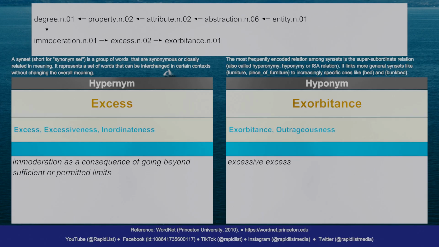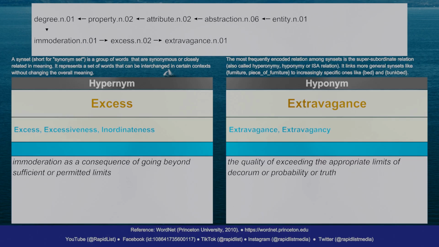Exorbitance. Excessive excess. Extravagance. The quality of exceeding the appropriate limits of decorum or probability or truth. We were surprised by the extravagance of his description.